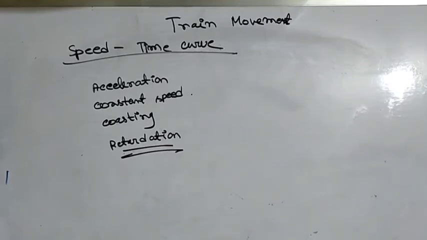Now the movement decides the shape of the speed time curve. The slope at any point of the curve gives the acceleration or retardation of the train at that instant of time, and the area between the curve and the time axis up to a certain time gives the distance covered by the train until that instant. If the slope is positive, it is an acceleration. If it is negative, it is retardation, and if it is zero, the speed is constant at that instant of time. So, first I draw a typical speed time curve.